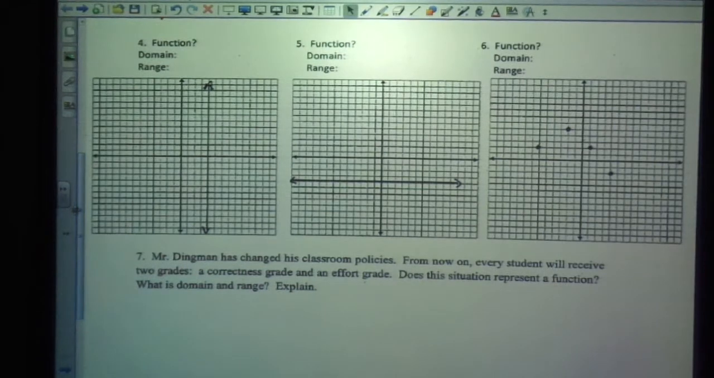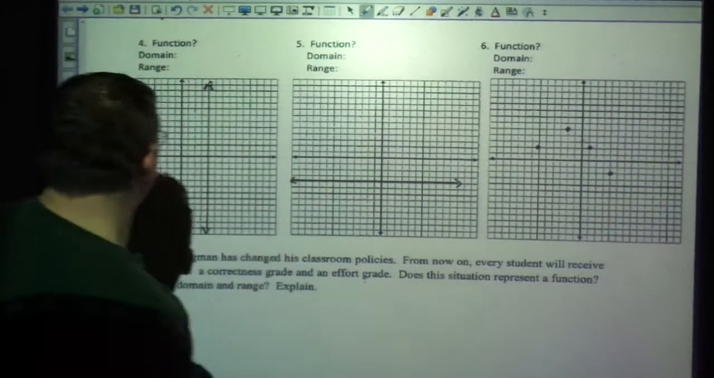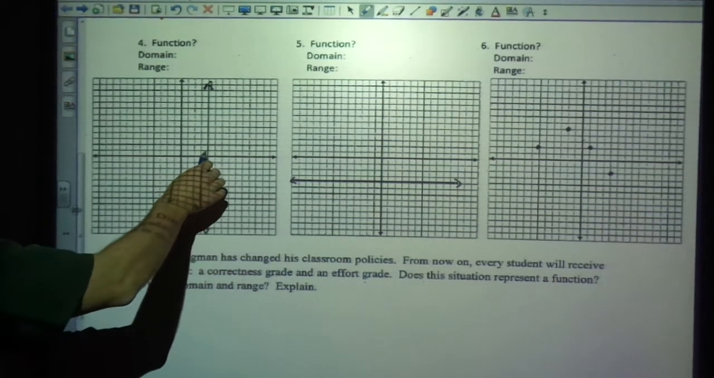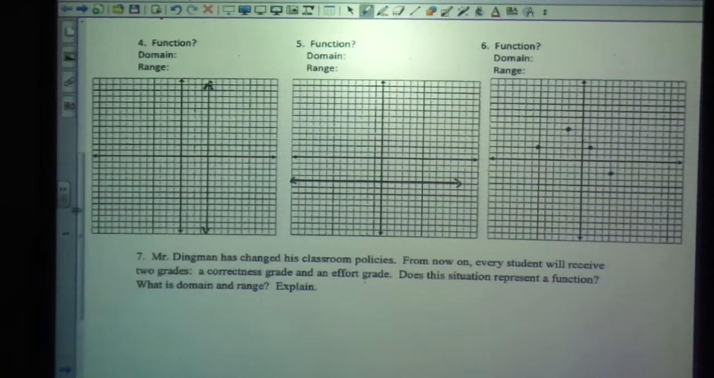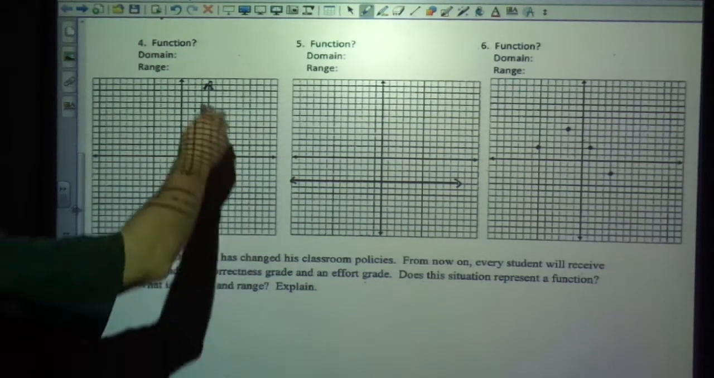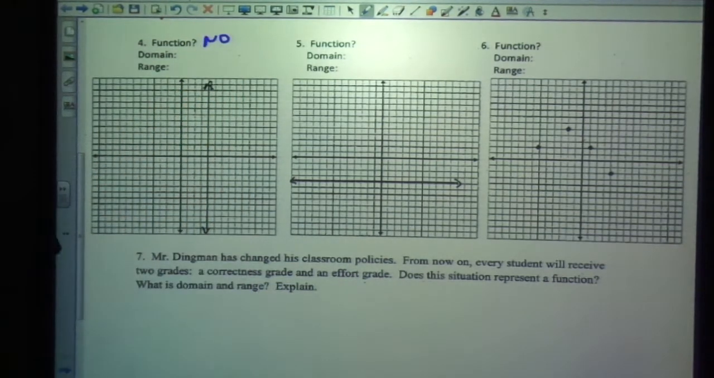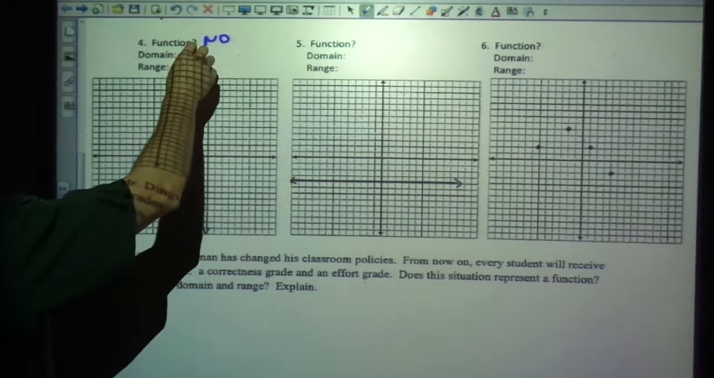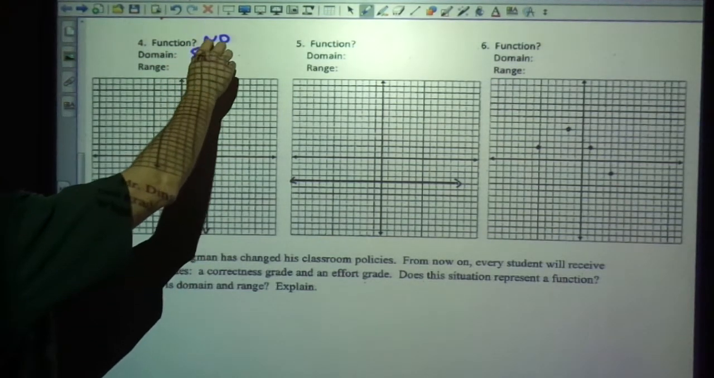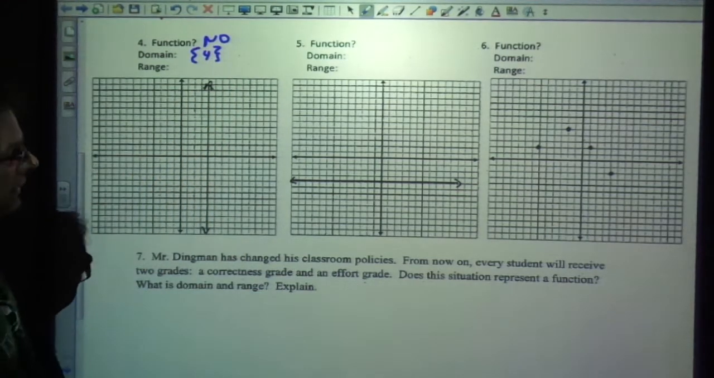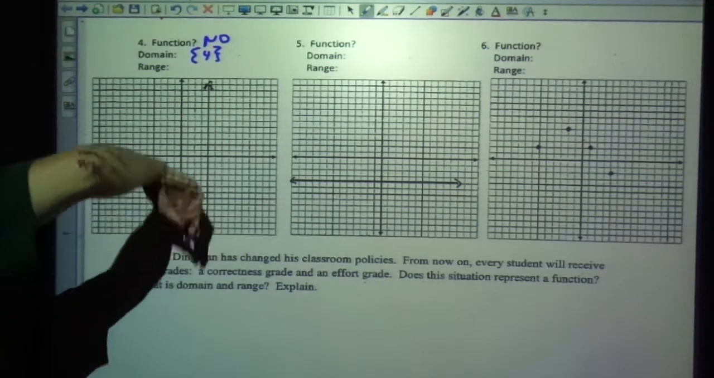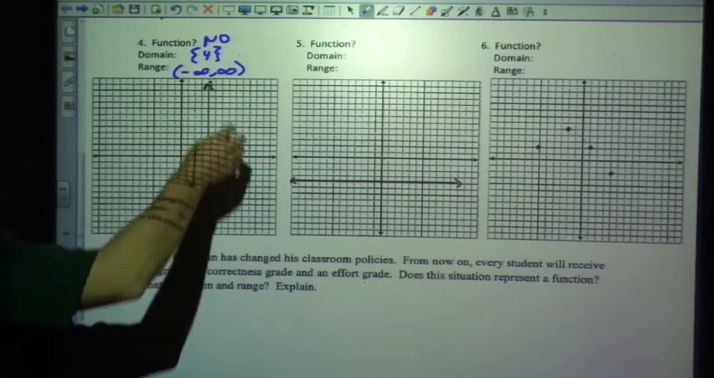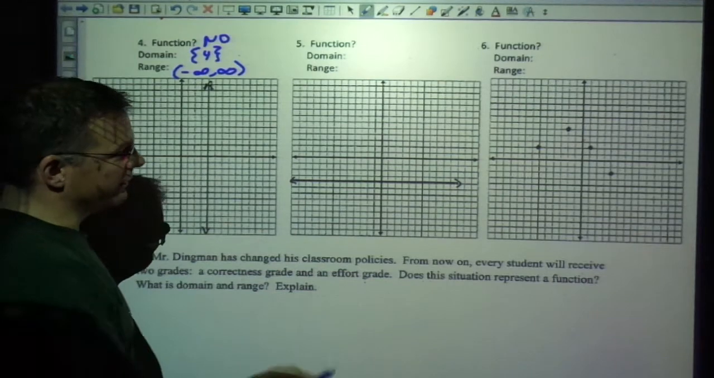Okay, here's the next ones. Is this a function? It's going straight up and down, so this x value of 4 has all these y values and all those y values. There's an infinite number of y values, so this one is not a function. The domain, the only possible x value that works here is 4, so we could just say 4 is the only x value. The y value, though, it goes all the way down and all the way up, so this one is negative infinity to positive infinity.